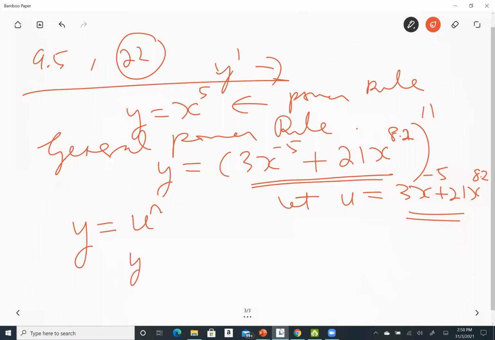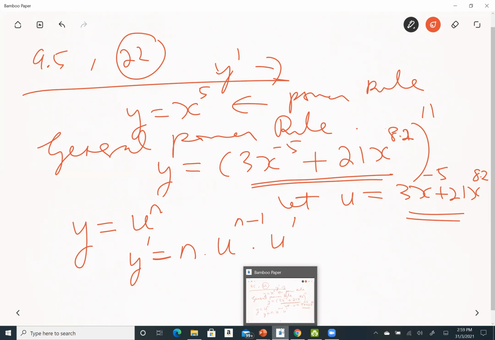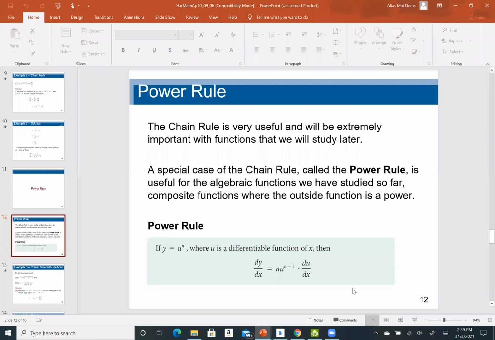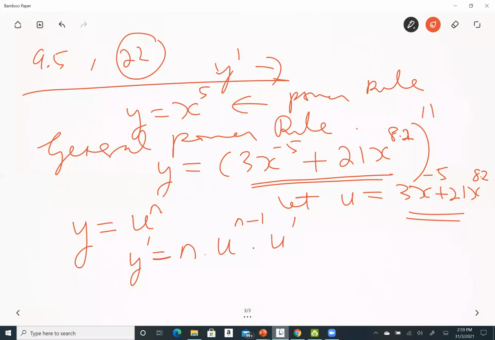So y prime is equal to n multiplied by u, reduce the power by 1, and then multiply by u prime. So that u prime is du dx. Sometimes we don't need to write dy dx or du dx, so just say u prime or y prime. It's easier to write. So that is the general power rule.